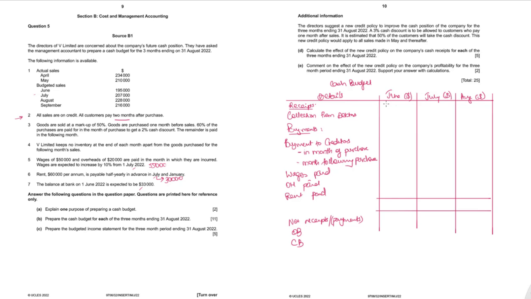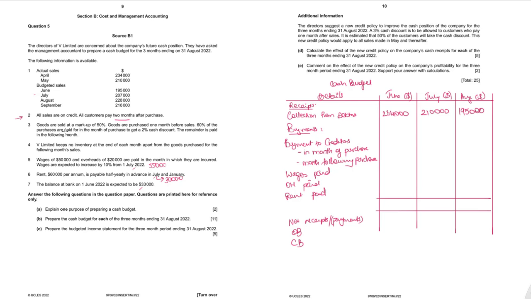Okay, so collection from debtors in the month of June. All sales are on credit and customers pay 2 months after purchase. So in June, customers are going to pay for the goods sold in April. So this is going to be easy. April sales collected in June 234,000. May sales collected in July 210,000. And June sales collected in August 195,000.